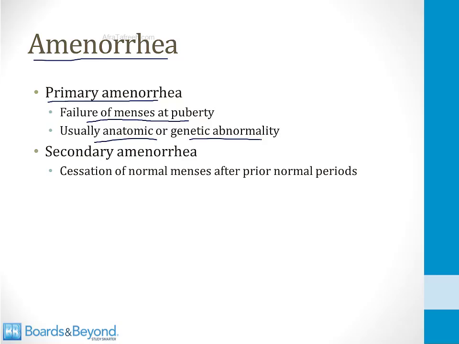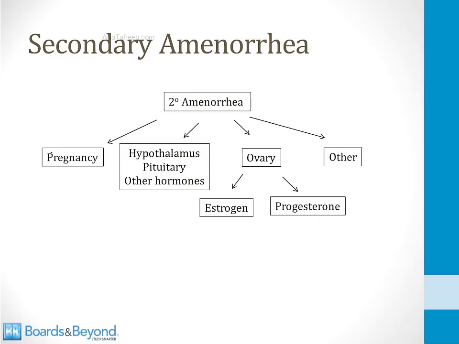What is much more common, especially in adult medicine, is secondary amenorrhea. This is cessation of normal menses after prior normal periods. When a woman presents for evaluation of secondary amenorrhea, there are a number of groups of causes you need to consider. First of all, pregnancy is the most common cause, and that needs to be ruled out right away with a pregnancy test. Then there are a number of causes related to the hypothalamus, the pituitary gland, and other hormones like prolactin, thyroid hormone, and cortisol that you need to consider. We'll talk about those in a minute.